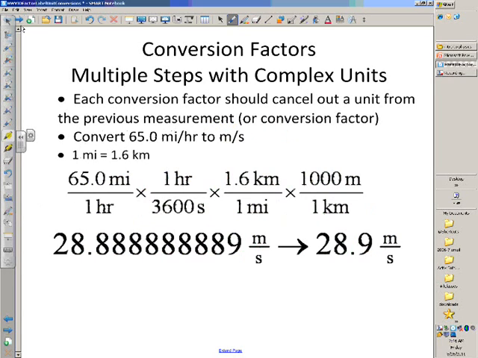So run it through, right? There it is, and we end up with 28.9 meters per second. 3 sig digs in our original measurement. Okay? All right, hopefully that works for you.